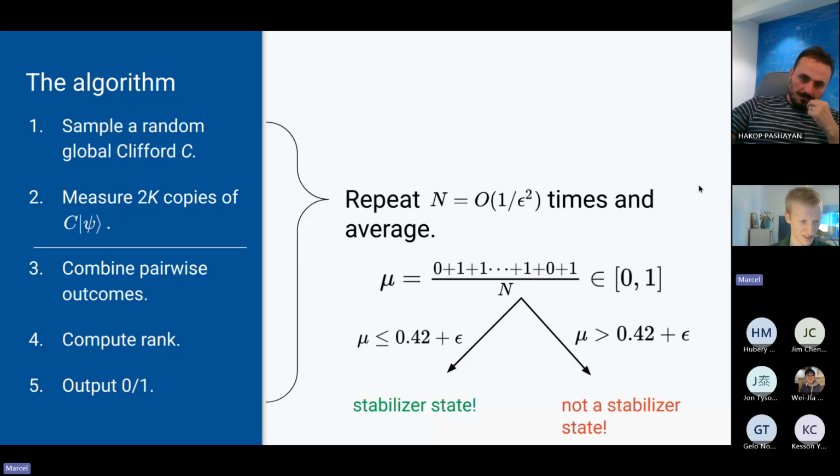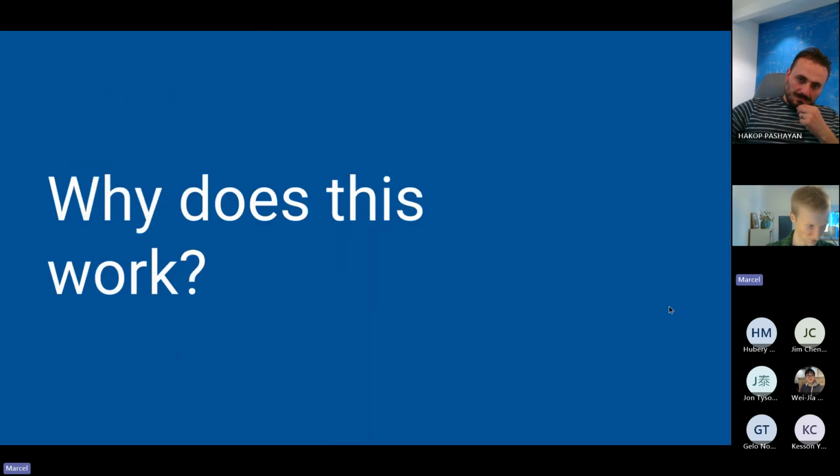And then in the last step, now comes the magical part. You compare this number, this average, and you check if it's smaller than 0.42 plus epsilon. Then you declare that your state was a stabilizer state. And if it's larger than this number, you declare that it's not a stabilizer state. Okay, so this is the algorithm, but now probably you're wondering, what is this magic number 0.42? Why is it there and why does this work?